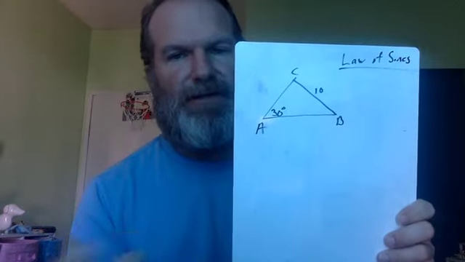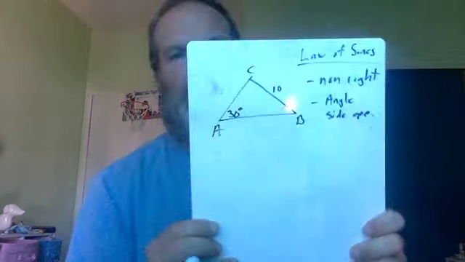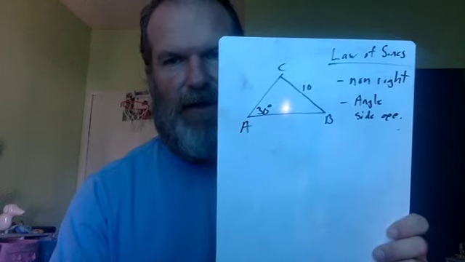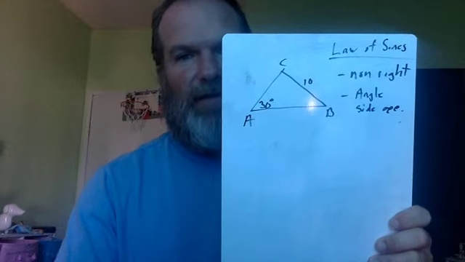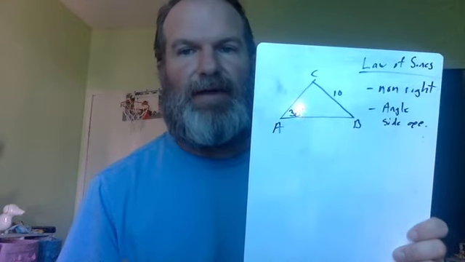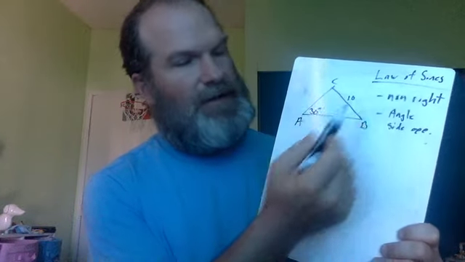So that's important. To use law of sines, this is your starting point. Two things. First, it's non-right. So it's not a right triangle when we're going to use law of sines. And second is you have to have at least one angle and the side opposite of it. Those are the two things that you got to have to use law of sines. It has to be not a right triangle. This is not a right triangle. And you have to have at least one angle, we do, 30 degrees, and you have to have the side that's opposite of that angle, which we do. 10 is across the triangle from 30.